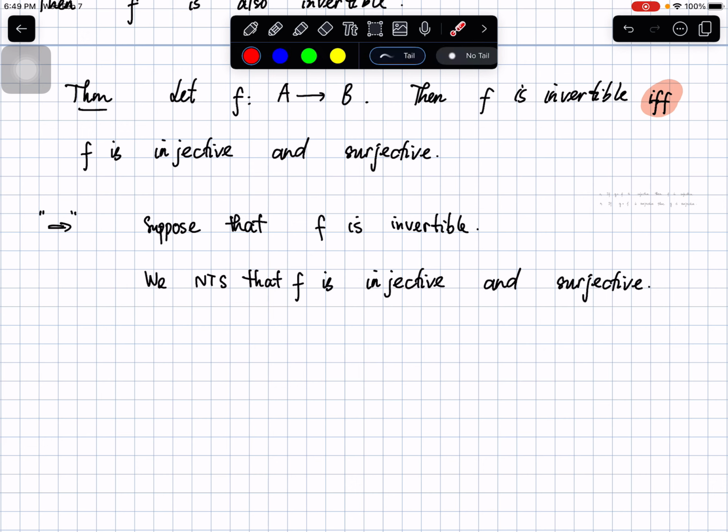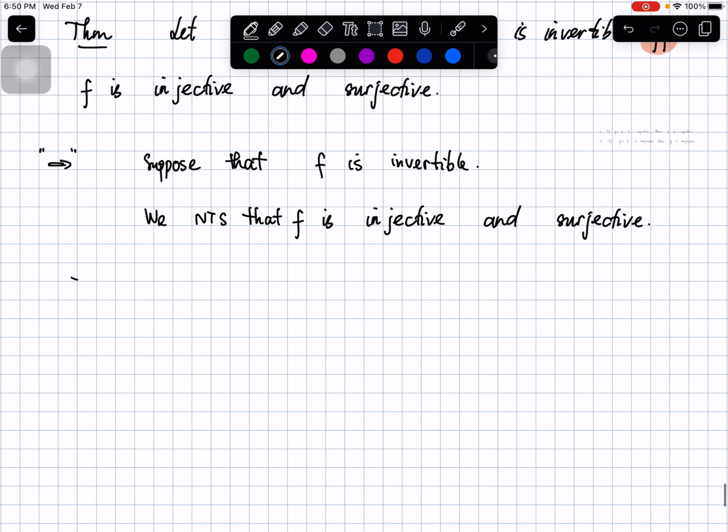So this is a compound statement. We have two statements to prove, joined by a logical "and". The first part is f is injective, and the second part is f is surjective. So we first prove that f is injective.